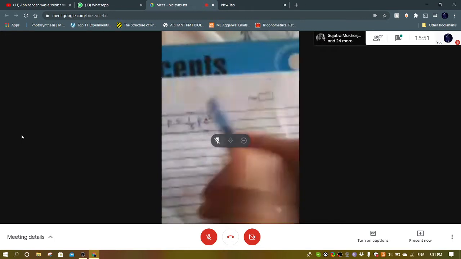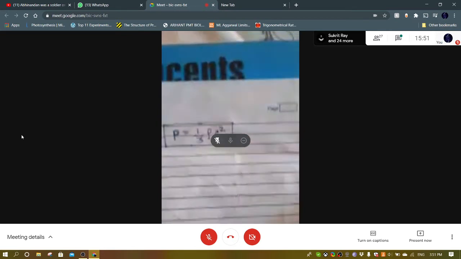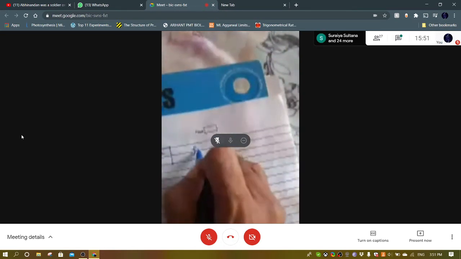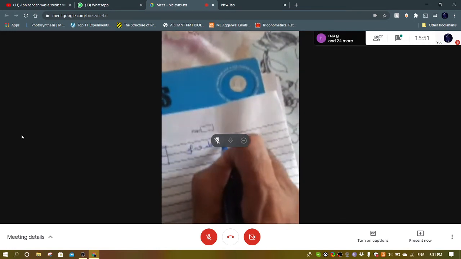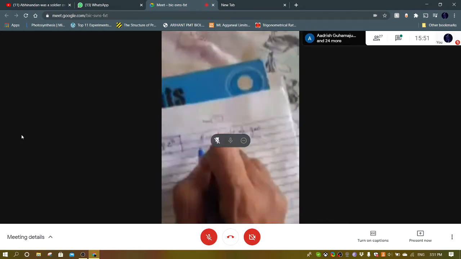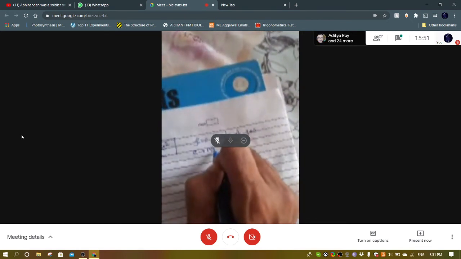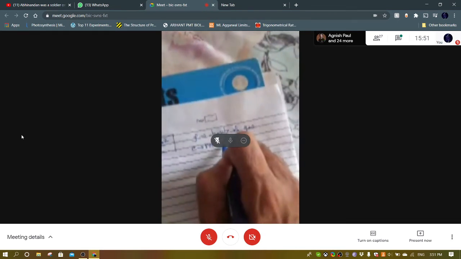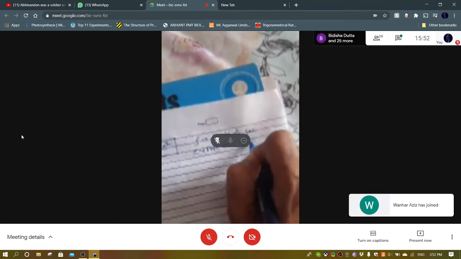I'm coming. So the pressure exerted by the gas, P equals to 1 by 3 rho into C square. Rho is the density of the gas. And C is called, velocity of light? No, this is the root mean square velocity of the gas molecule. Root mean square velocity, RMS velocity.